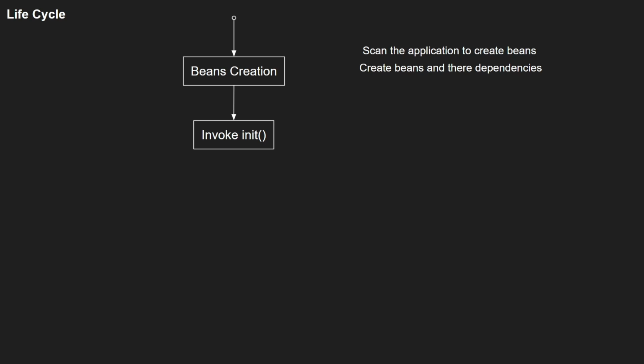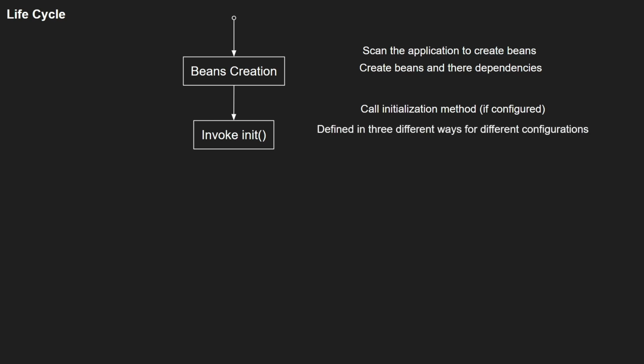What actually happens is once the bean is created, the init method of this bean is called. So here what happens is it calls the initialization method if at all it is configured. And there are 3 different ways to configure the init method. We'll see those in a while. These init methods are invoked, as I said, once the bean and its dependencies are created.